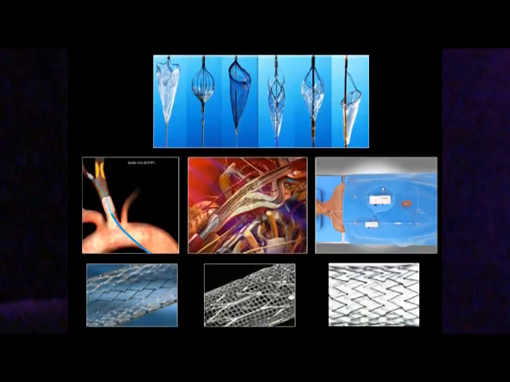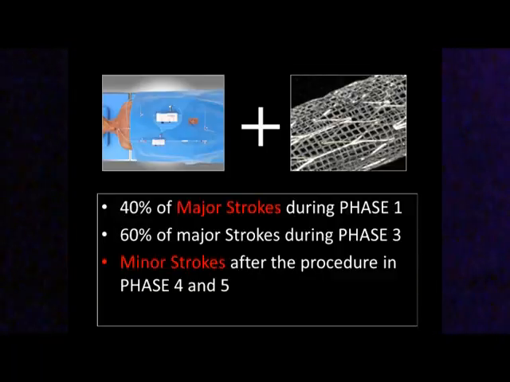So, having now flow reversal and all this technology available, you wonder what could be the benefit of combining these two technologies, cervical flow reversal with membrane, because as you know, that combination can probably get rid of the 40% of major strokes that occurred during phase one, and probably some of the other ones. So it would be interesting to see if in the near future these two companies get together and agree to do a trial combining these two techniques.